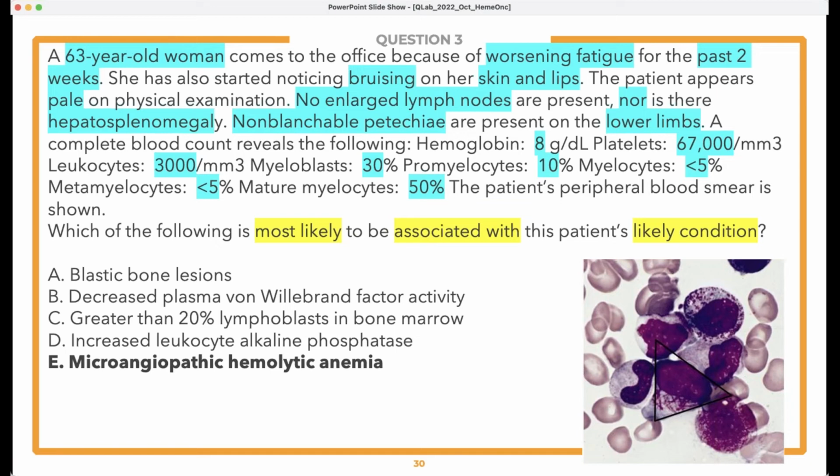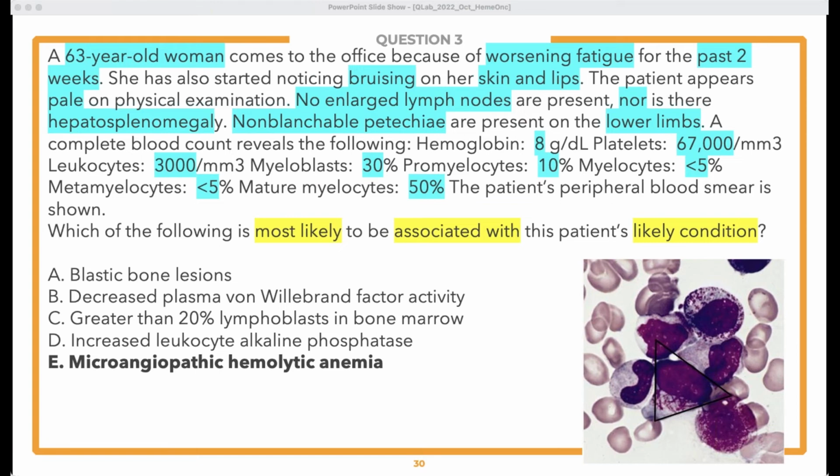Answer choice D, increased leukocyte alkaline phosphatase. That's usually seen more in stress, infection, polycythemia vera. Answer choice C, which I believe was the most highly selected answer, that's more common in ALL. Again, you can see that's talking about lymphoblasts, not myeloblasts, okay? Answer choice B, that is more consistent with a bleeding disorder, which is not what we have. We have more of a leukemia here.